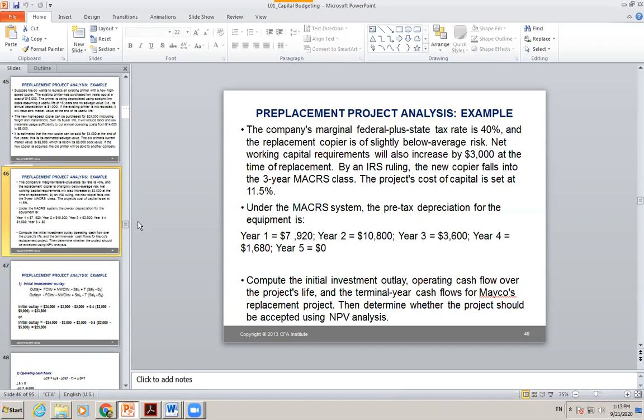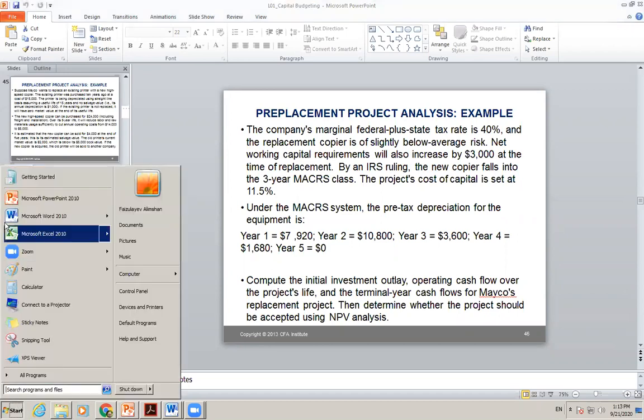Under this accelerated method of depreciation, we'll have the following depreciation for the equipment. In year 1, 7,920. In year 2, 10,800. In year 3, and so on. So we are asked here to compute the initial investment outlay, the operating cash flow over the project's life, and the terminal year cash flows for the replacement project. Then we need to determine whether the project should be accepted using NPV analysis or not.